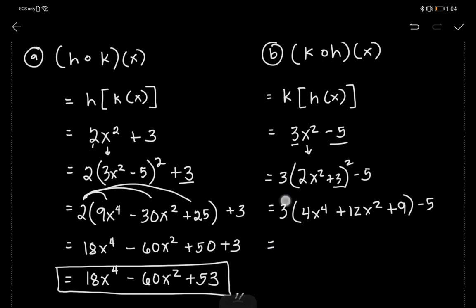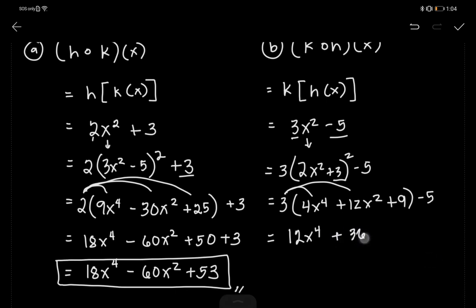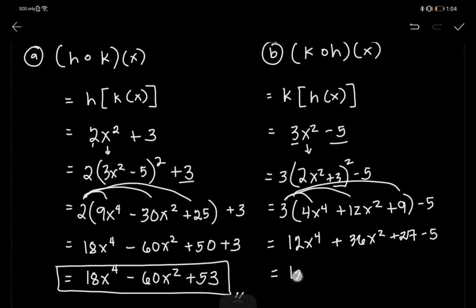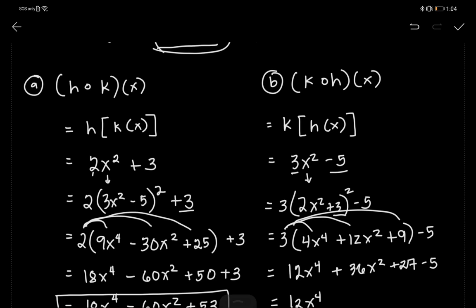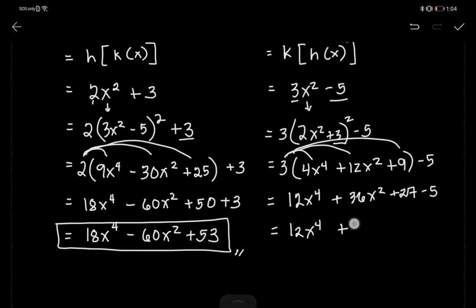Operate, distribute. 3 times 4x to the 4th power, so this is 12x to the 4th power. 3 times 12x squared, so this is positive 36x squared. Then 3 times 9 is positive 27. Then the minus 5. Simplify, so 12x to the 4th power plus 36x squared. Then 27 minus 5 is 22, so this is positive 22.